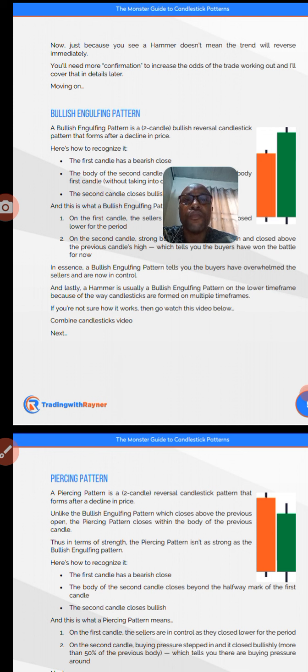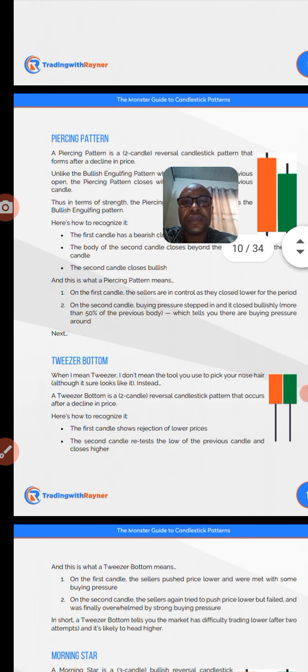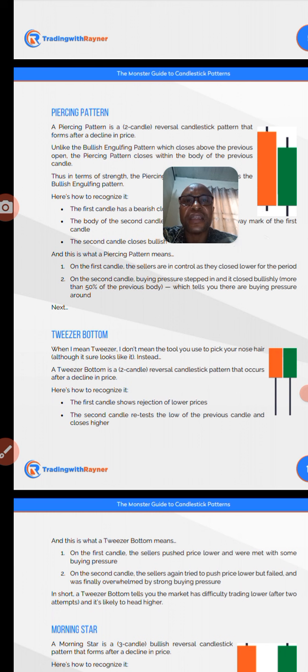That's why it's called bullish engulfing. So we have another price pattern. It's a piercing pattern, these two candlesticks. It's a reversal candlestick pattern that forms after a decline in price. When price has gone down, then you will see this type of candle. Once you see this type of candle, note that price will likely move up.